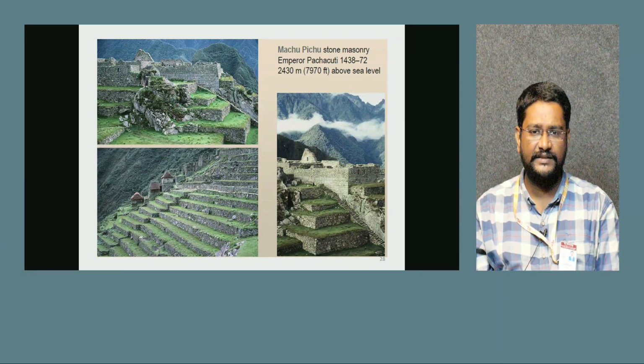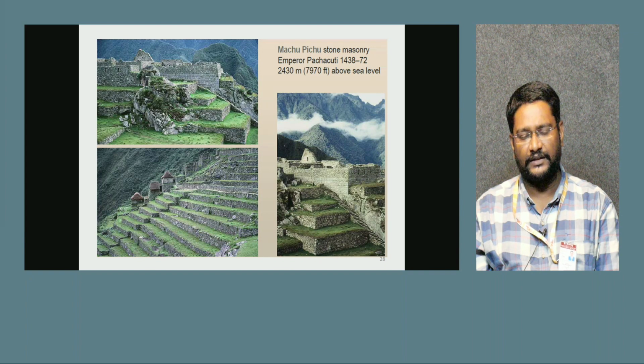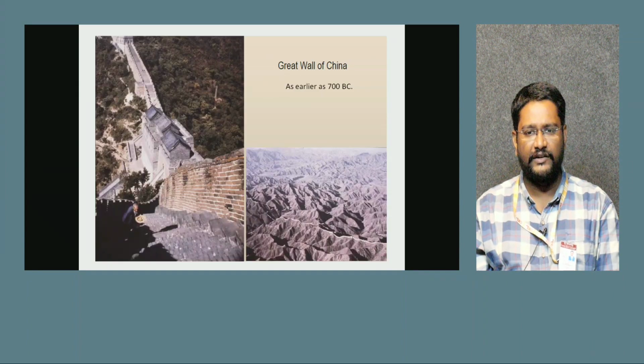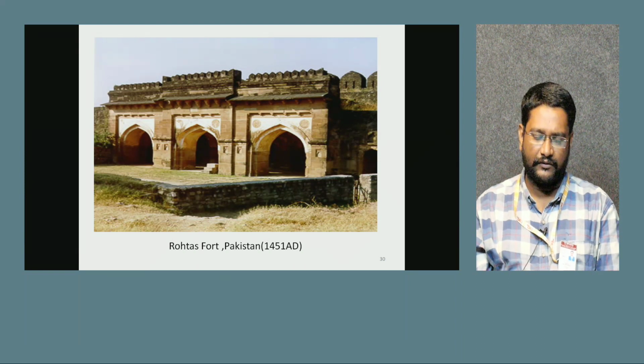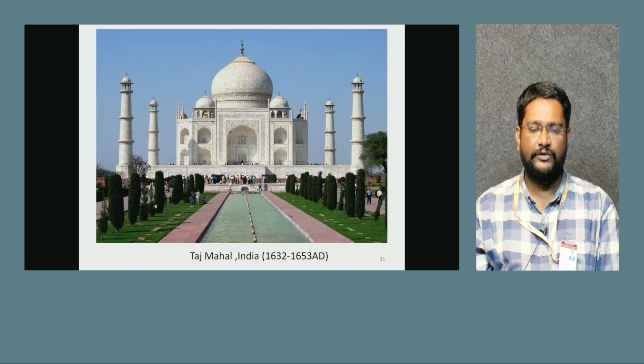The height of the structure is 2430 meters, which will be converted into feet; it is 790 MSL, that is, mean sea level. Okay, next the Great Wall of China. Everybody knows this, right? The Great Wall of China is also made of stone masonry and brick masonry. Next, in Pakistan we have Rohtas Fort, which is made of stone masonry. Everybody knows this one: the Taj Mahal, which is made with marbles, right? This is also stone masonry.